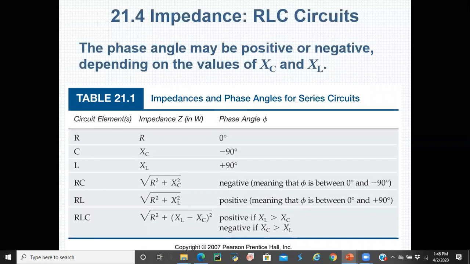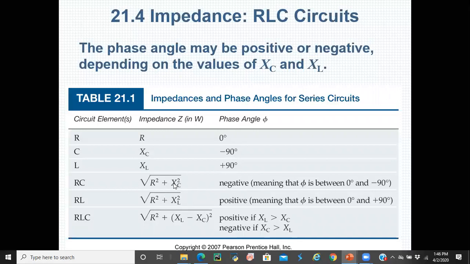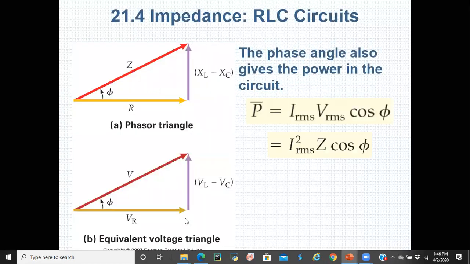Here the different components are given in this table with their impedance. If there is only R, the impedance is R. If capacitance is there, XC is its impedance. For L, it is XL. L means inductance, right? For the RC circuit, this is the impedance. For the RL circuit, the impedance is this one. If there are all three components, L, R, C, then the impedance is this much.